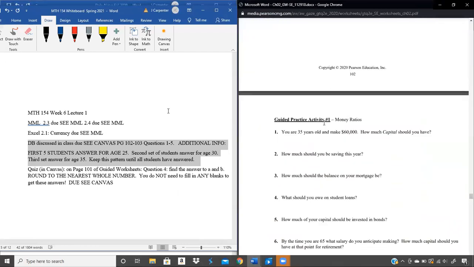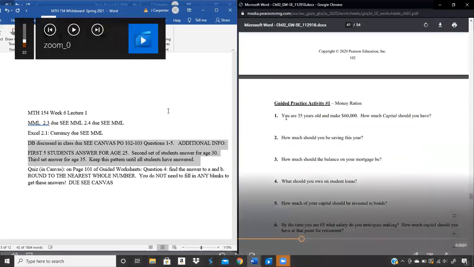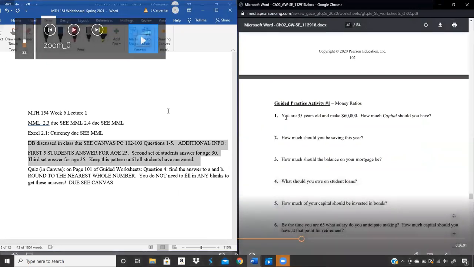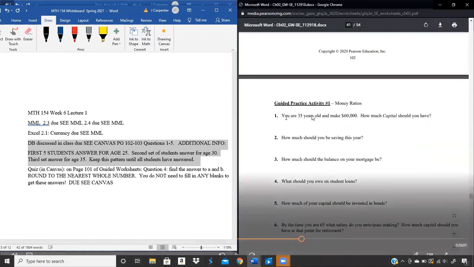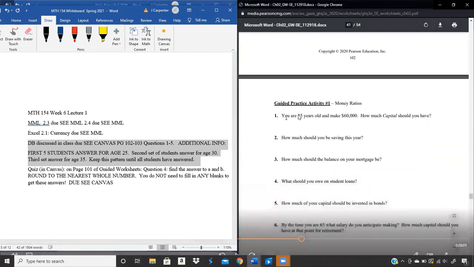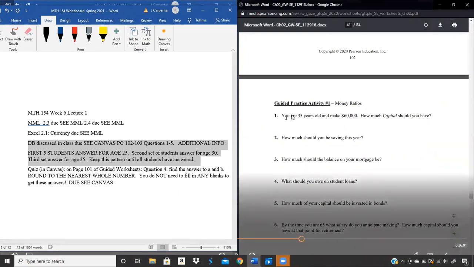Okay. So, point of the exercise, questions 1 through 5. All right, so I'm coming back in and just going to point this out. Question 1 says you are 35 years old. Please ignore that if you are students 1 through 10 or 16 and up. Again, the first 5 students are going to come in and answer these for age 25. So student 1 answers number 1 for age 25. Student 2 answers number 2 for age 25. Student 3 answers number 3 for age 25. Student 4, student 5 for age 25. Then student number 6 comes in and they'll answer number 1, but for age 30.